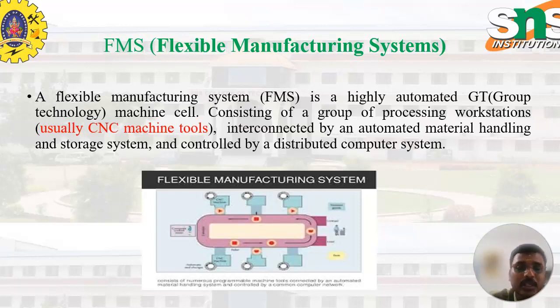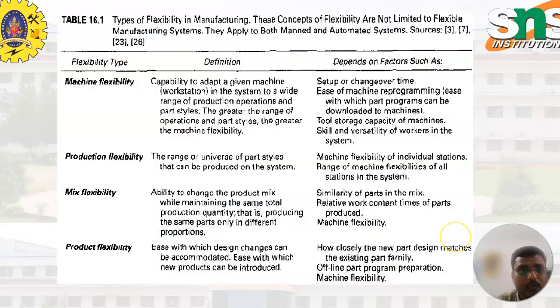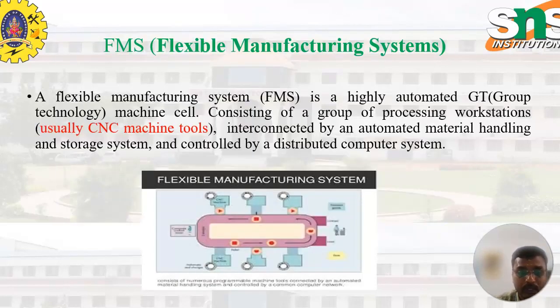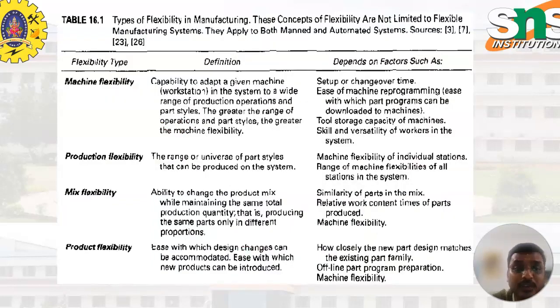Group technology is the grouping of similar parts or machining operations together to make the product. Here we have many types of advantages and many types of layouts. Some of the types of flexibility in manufacturing are machine flexibility, production flexibility, mixing flexibility, and product flexibility.